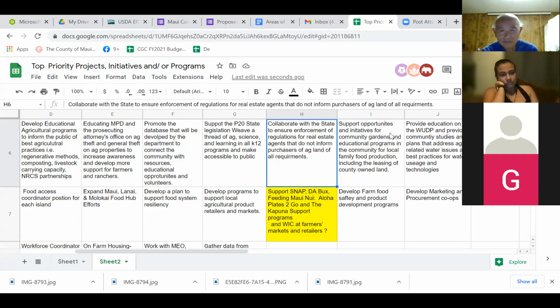So it can be done. You just have to have the support for those initiatives to take place. Yeah. And the land, we were lucky enough to get a private landowner to give us the land.